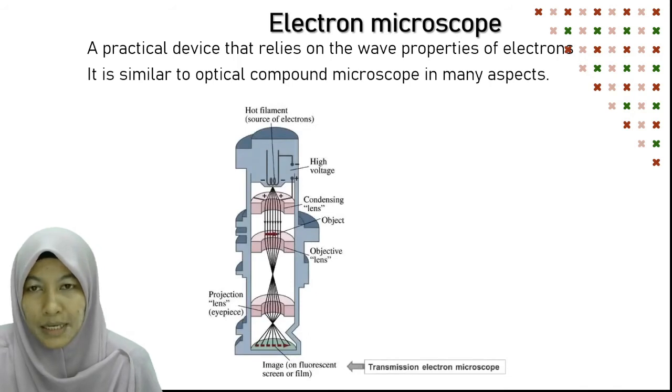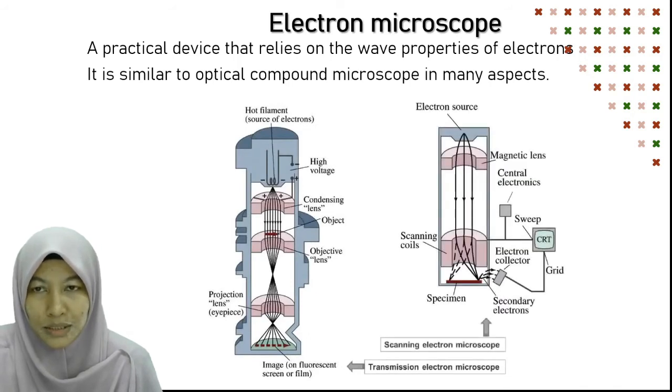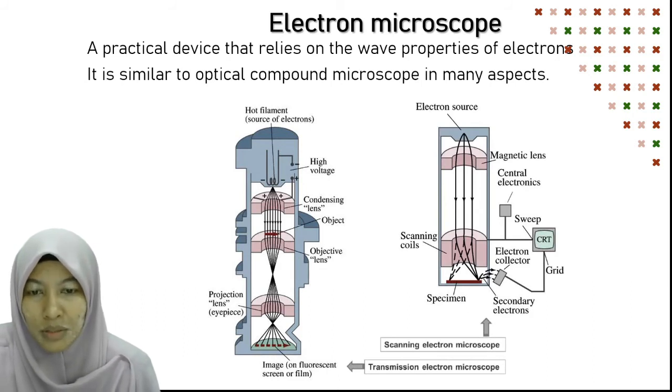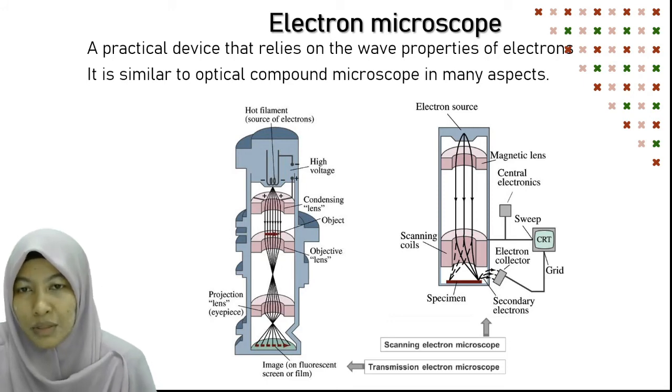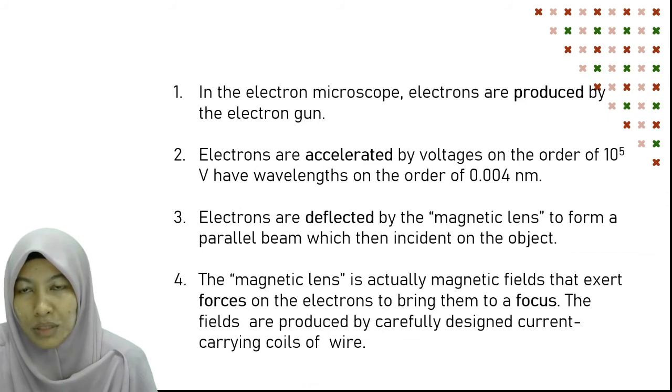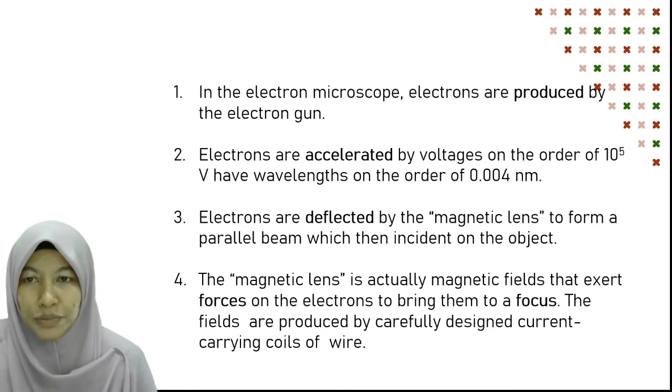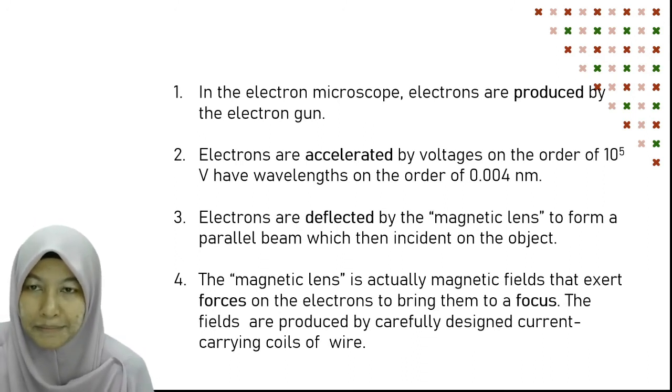So di sini kita ada dua jenis, two types of electron microscope. The first one is the transmission electron microscope, and the second one is the scanning electron microscope. So how is the wave behavior? In the electron microscope, electrons are produced by the electron gun.